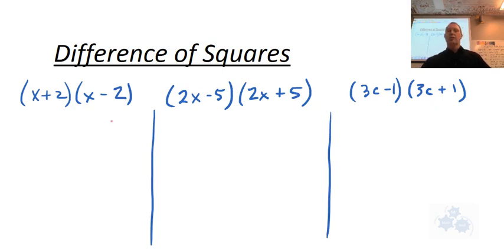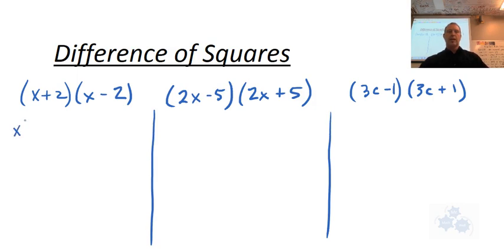Okay, so the terms are the same, except the signs are opposite. That's right. So we have an x and an x, and a 2 and a 2. So it's kind of like the perfect square trinomials that we just studied, except instead of the signs everything being the same, the signs are opposite. So let's see what happens when we multiply these together.